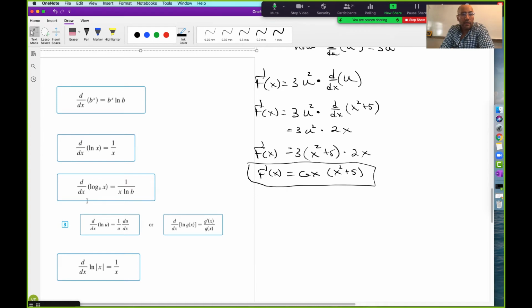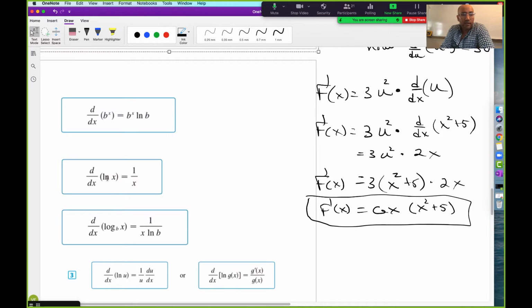And then in a more generic format, the derivative with respect to x of log base b of x is equal to 1 over x ln of b. Notice that in this case, ln represents log base e. Remember that ln of a is the same thing as log base e of a, right? That's what this is. ln is the log base e. So this guy right here, if we replace the b with an e, then we get this.